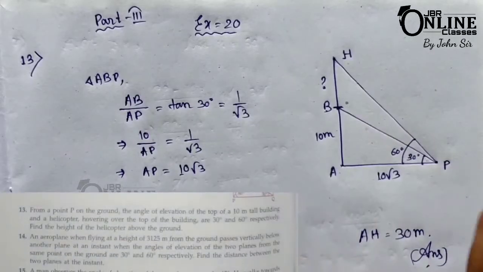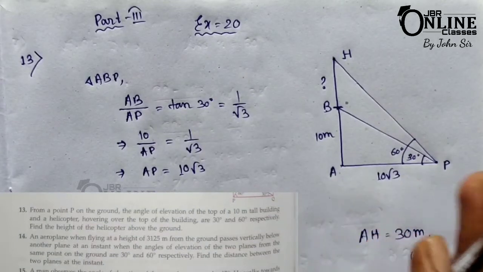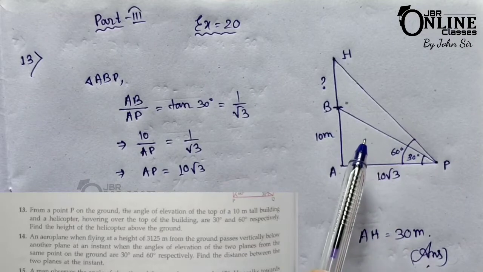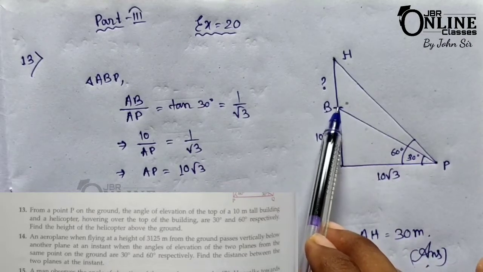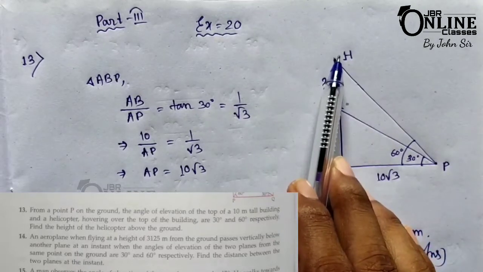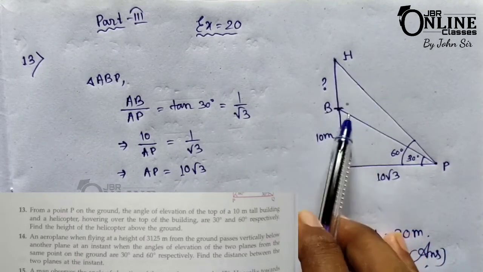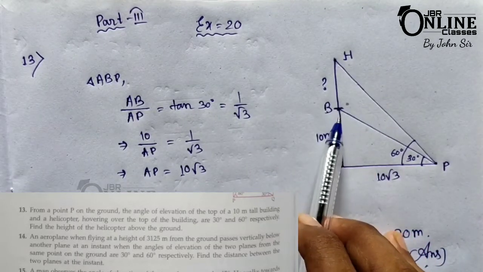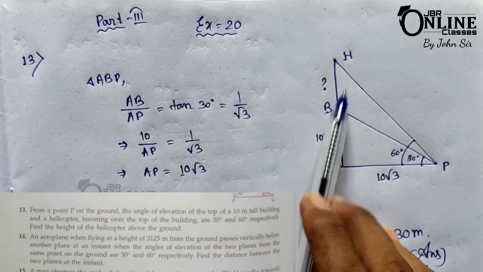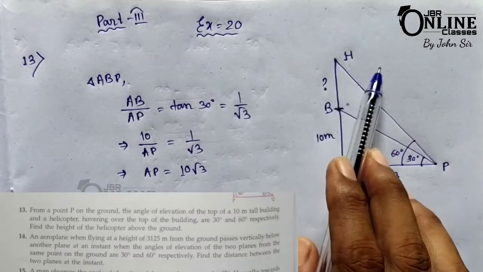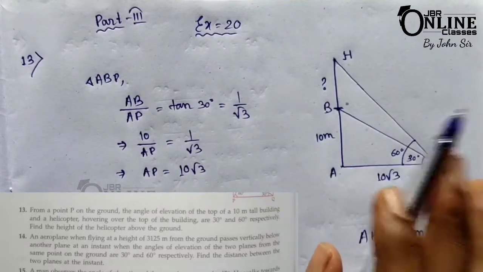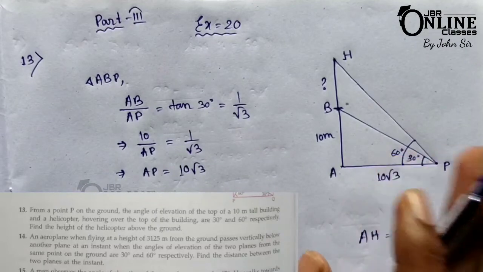Now the next, sum number 14. The sum number 14 is the same as sum number 13. In sum number 14, here is the first position of the aeroplane, and here H is the second position of the aeroplane, because the aeroplane moves vertically from that position to that position. So you can draw the same diagram in sum number 14, and you can solve the problem, so you can get the answer.